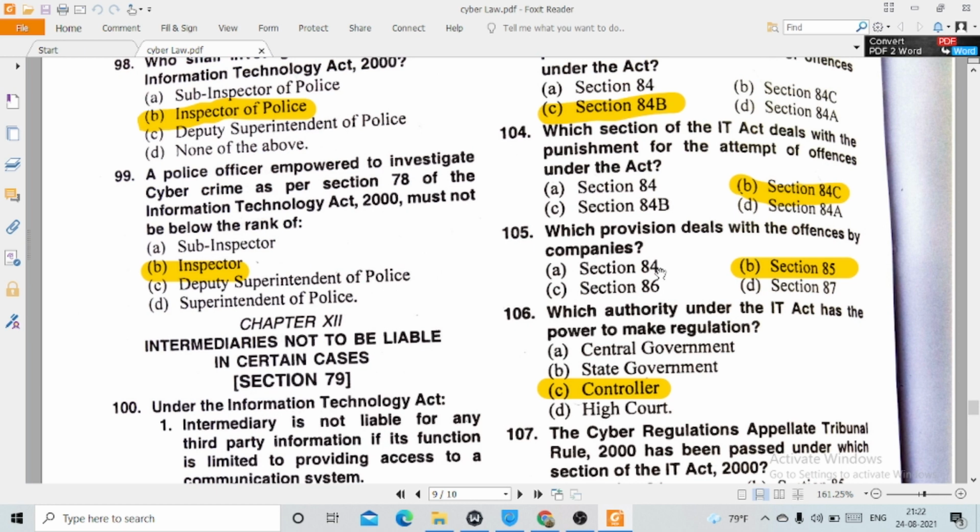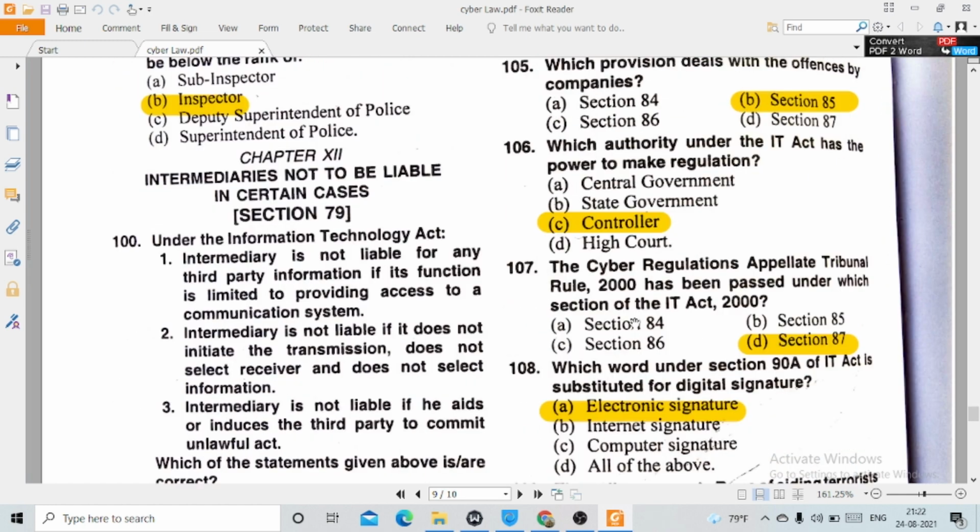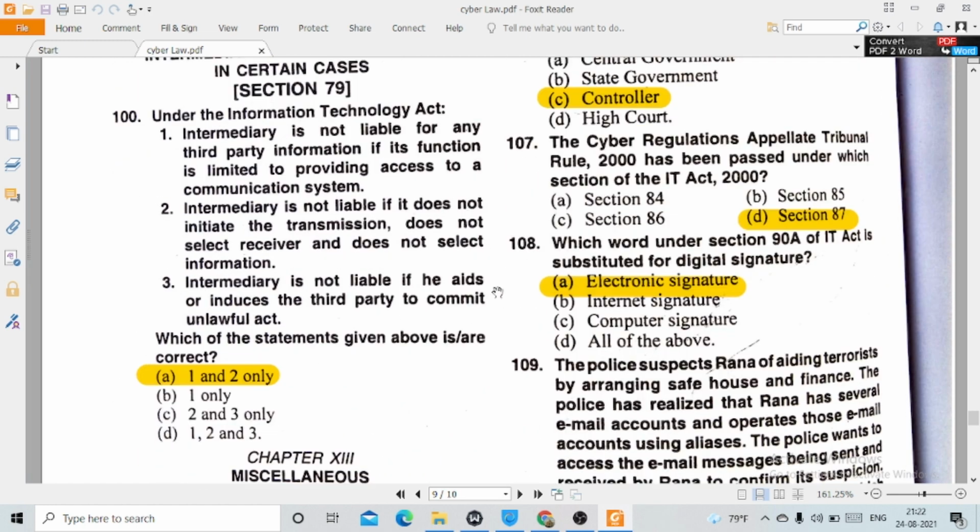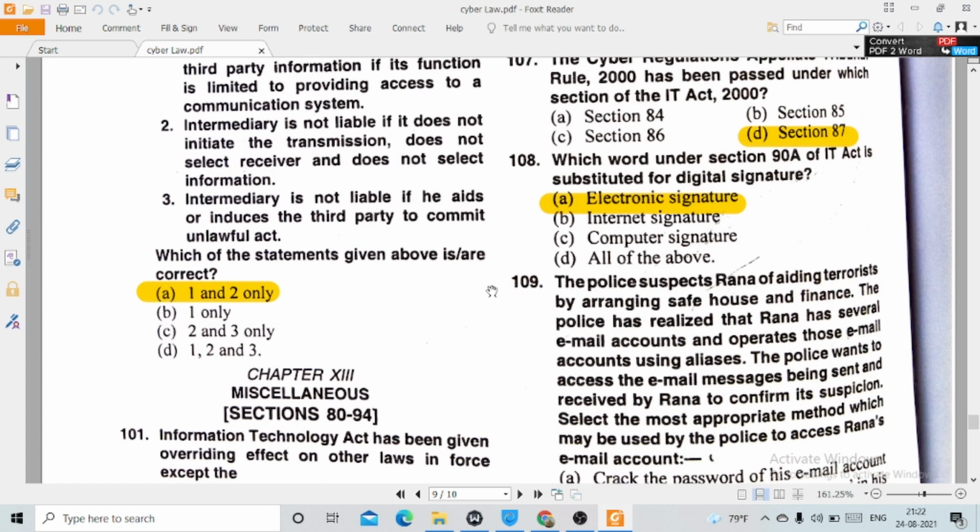Now we will be dealing with Chapter 12, which deals with intermediaries not to be liable in certain cases, Section 79, another very important chapter. So Chapter 12 deals with intermediaries. 100. Under the Information Technology Act, which of the given statements is or are correct? The options are 1 and 2. Let us read. Intermediary is not liable for any third party information if its function is limited to providing access to a communication system, and also option 2. Intermediary is not liable if it doesn't initiate the transmission, doesn't select the receiver, and doesn't select the information.